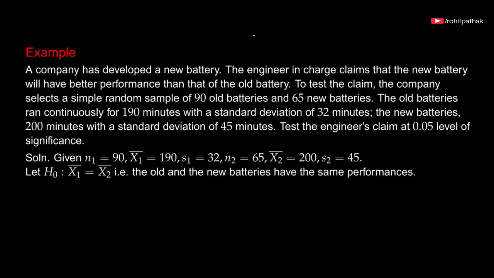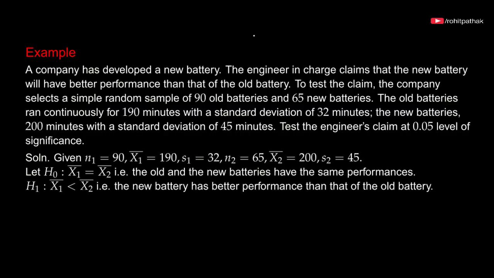So here what is H0? H0 means x1 bar equal to x2 bar. That means the old and the new batteries have the same performance. There is no difference between the performances of the old batteries and new batteries. Here H1 is that the old batteries have less average running time than the new batteries. That means the new battery has better performance than the old battery.